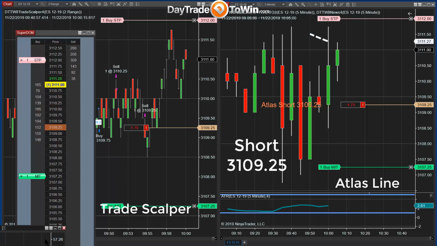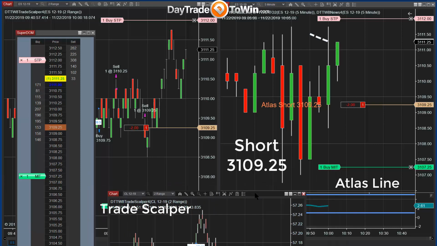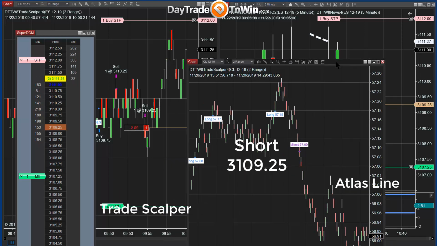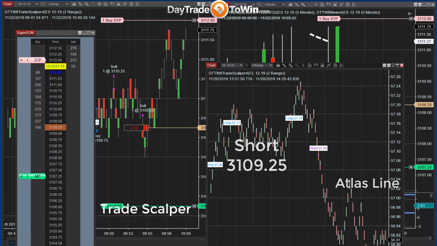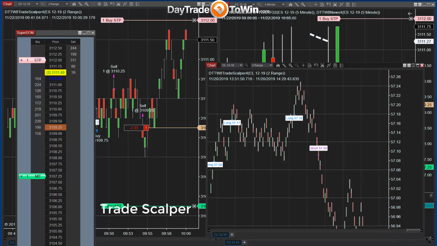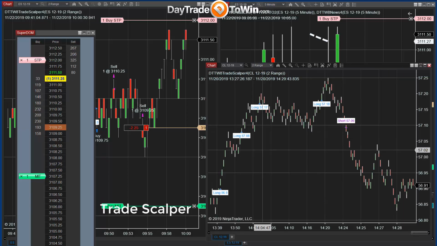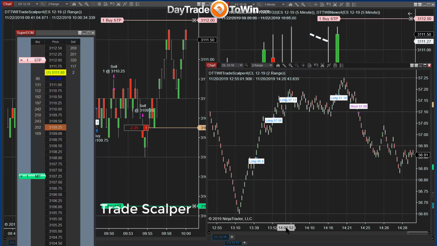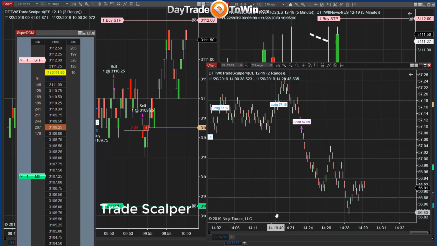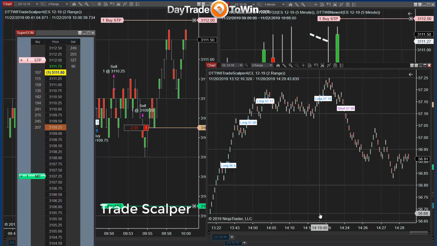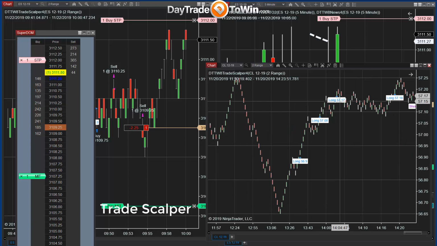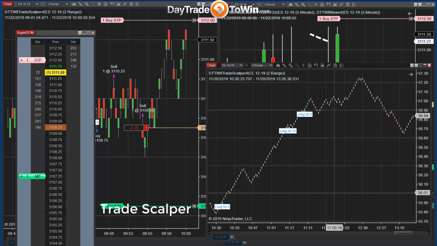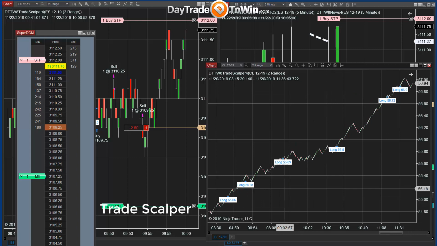Okay, so this is the crude oil. Let's put this right here, out of the way. This crude oil chart that you're seeing is the trade scalper on the crude oil. It produces a lot of signals, and it actually works better at some times that I've noticed than the E-mini S&P. Yes, for example, this trade didn't work here, but most of the trades that I've seen on the crude oil are excellent.